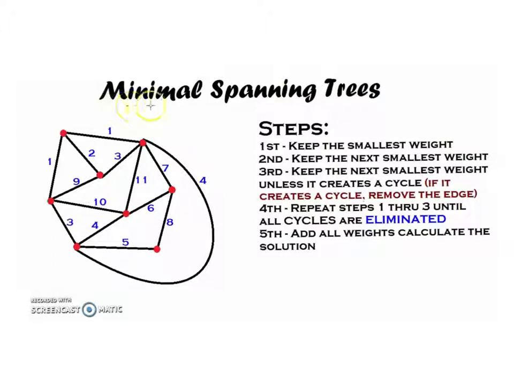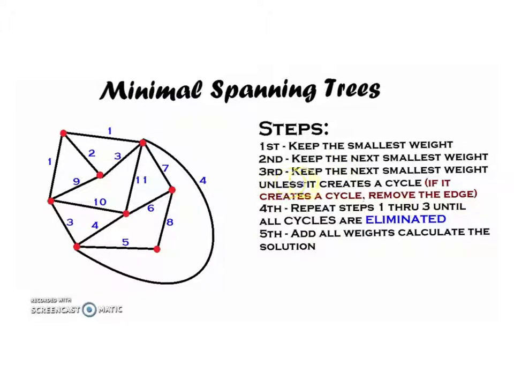Now I want to talk about minimal spanning trees. Minimal spanning trees are weighted graphs in which a spanning tree is needed. The steps for doing this: first, you want to keep the smallest weight. So identify the smallest weight, keep it, then move on to the next smallest weight. Again, you're going to keep that one as well.